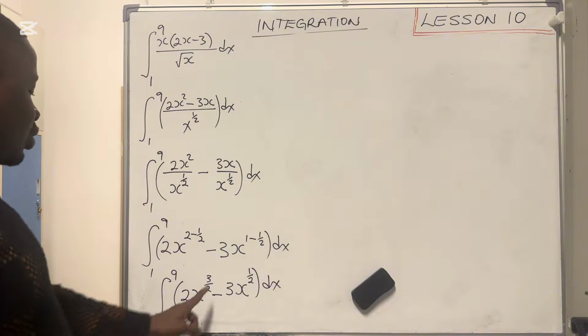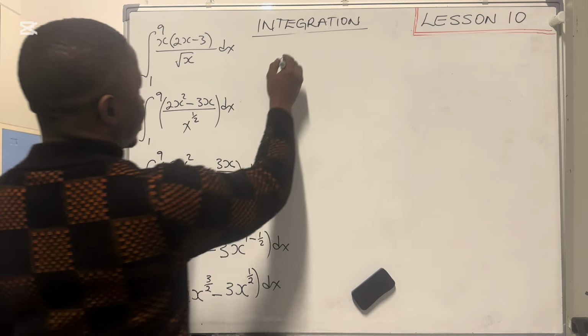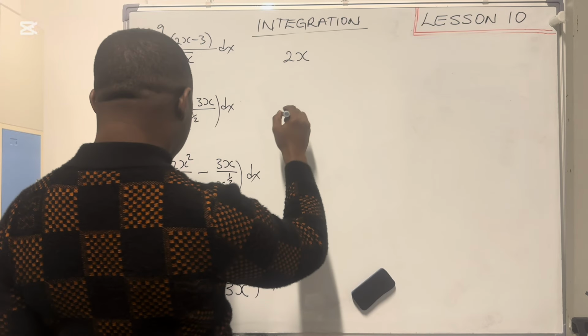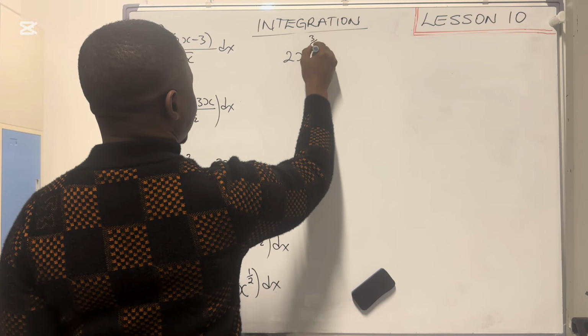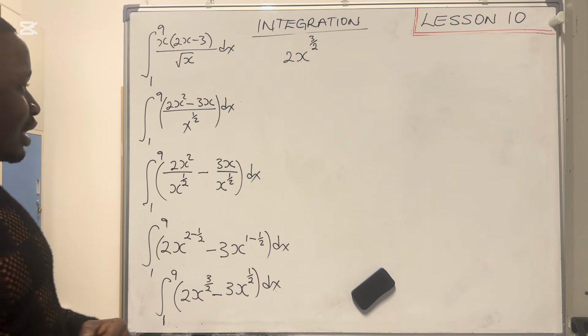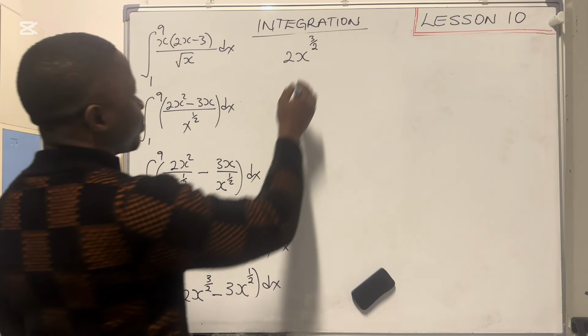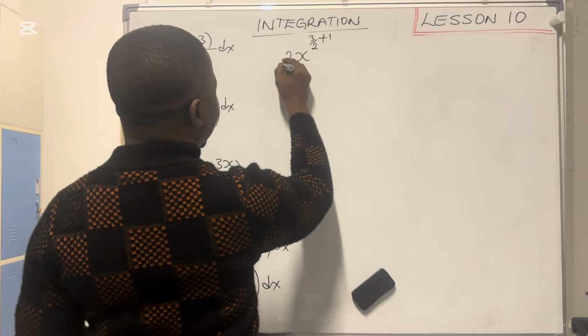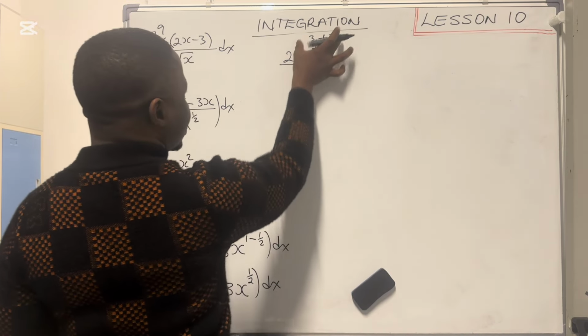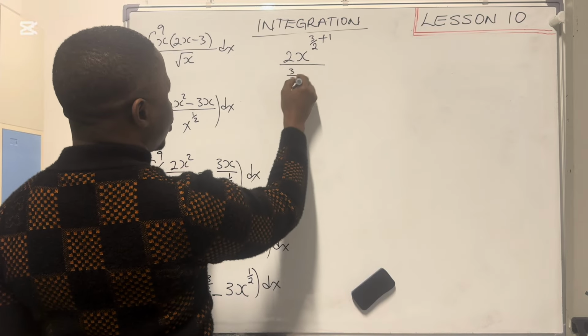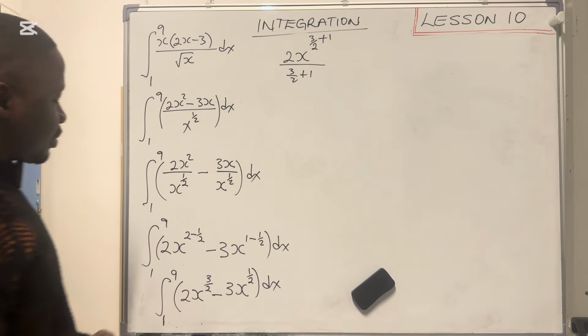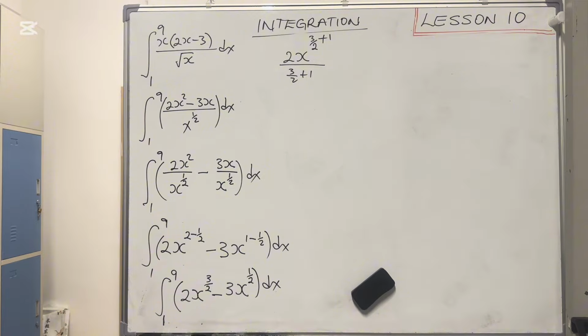So how do we integrate? We add 1 to the power. We have 2x to the power 3 upon 2. To integrate an algebraic function, we add 1 to the power, then the new power is what we bring down: 3 upon 2 plus 1. I hope it is clear.